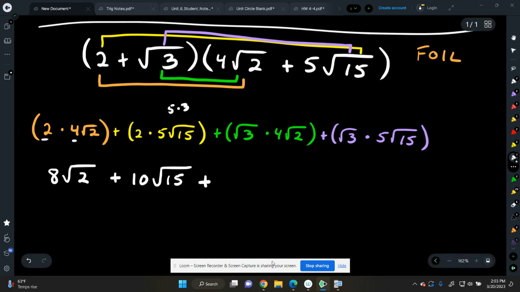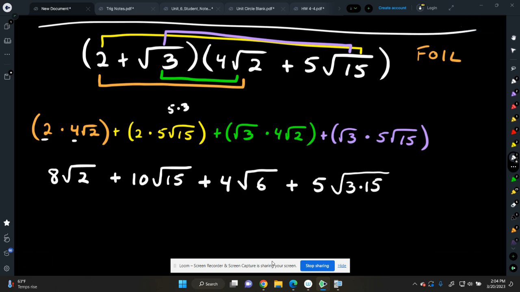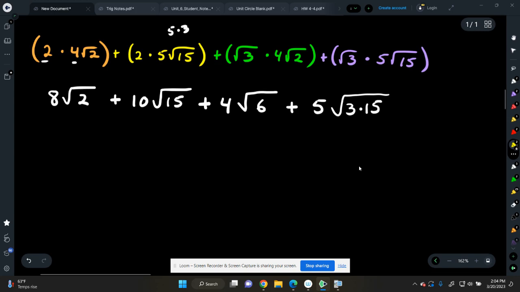Okay. Plus, what's on the outside? 4 square root of, what goes on the inside? 6. Okay. And then the last one, the outside we have a 5, and on the inside we have 3 times 15. So I chose not to multiply it. Why? Why did I write 3 times 15 instead of 45? Right. This 15, we're going to factor that. This is going to become 3 times 5.